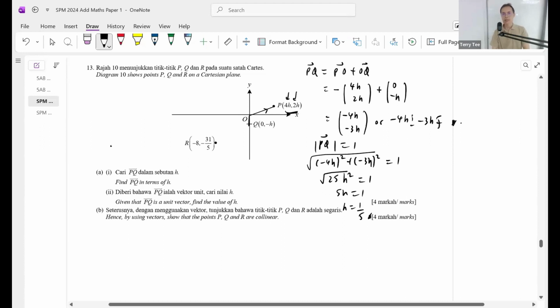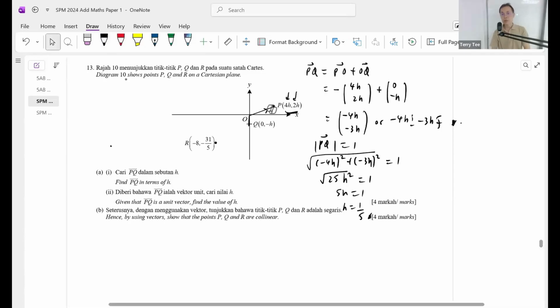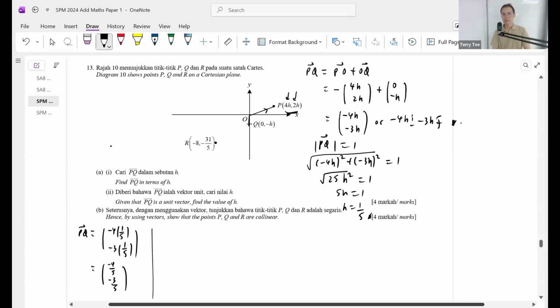Now, then they say by using vector, show that PQR are collinear. Okay, how do you prove or show that particular vectors are collinear? Maybe I already know my PQ, but let me rewrite my PQ. I know my PQ in terms of h. Take 1 over 5, sub inside. We can use negative 4 times 1 over 5, followed by negative 3 times 1 over 5. So this is negative 4 over 5, negative 3 over 5. All right, that's your PQ.